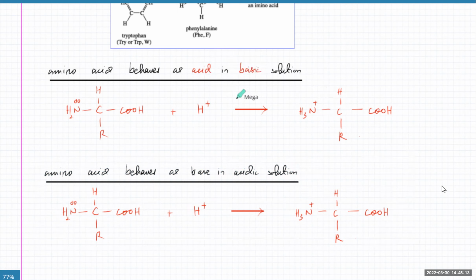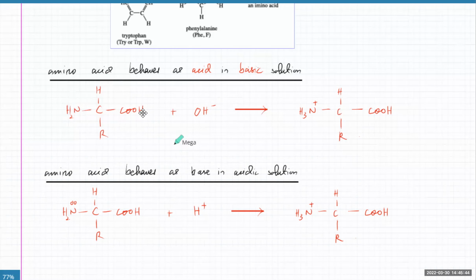Okay, I made a mistake, one second, let's change the one above, I'll do the correction in this one. Okay, in basic medium, there's going to be a lot of OH ions. So if there are a lot of OH ions, the N will not be able to gain H plus 1 because there is no H plus 1. Okay, so the NH2 would not be behaving as a base.